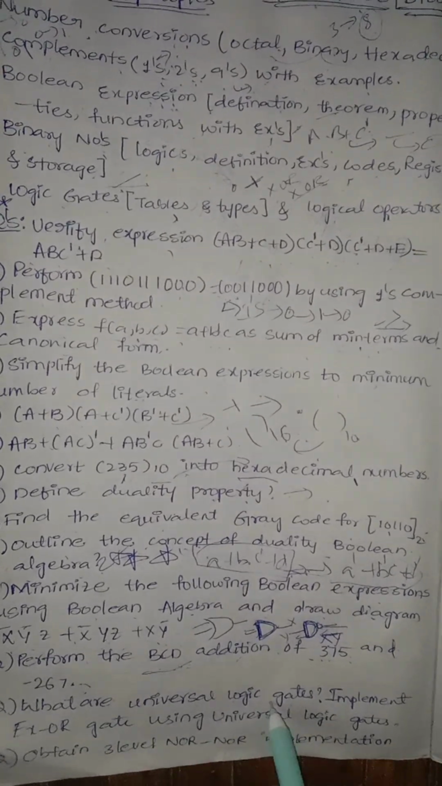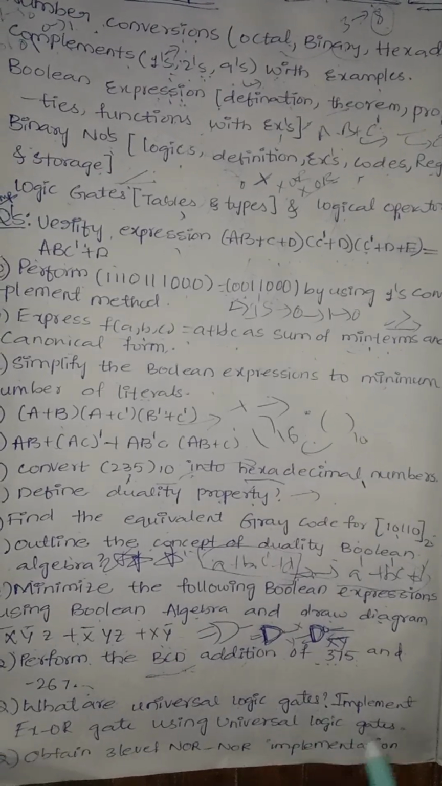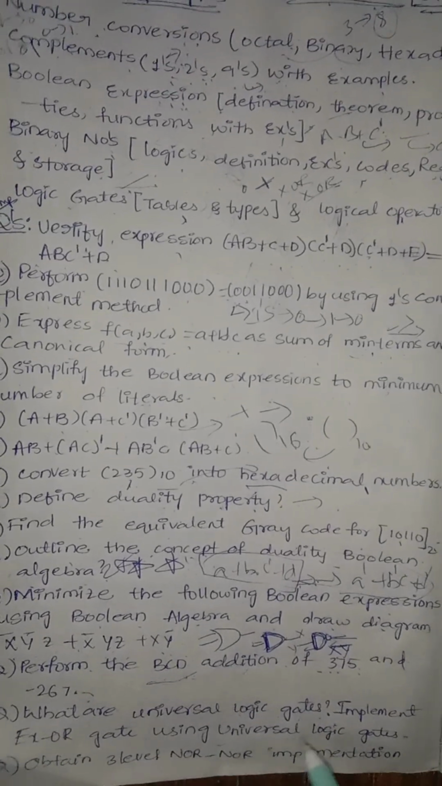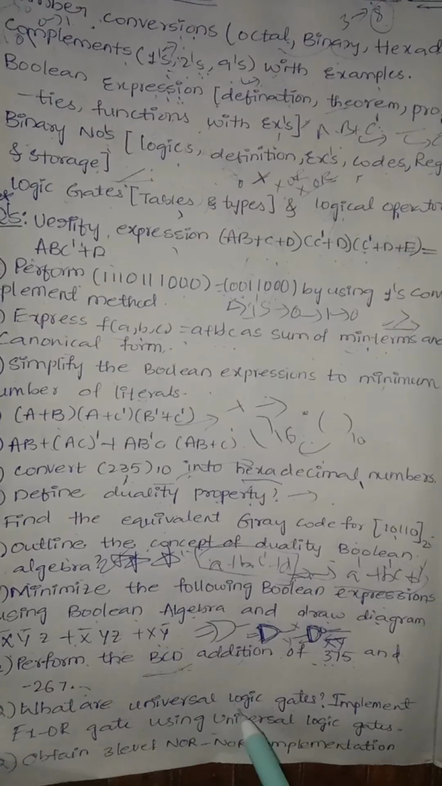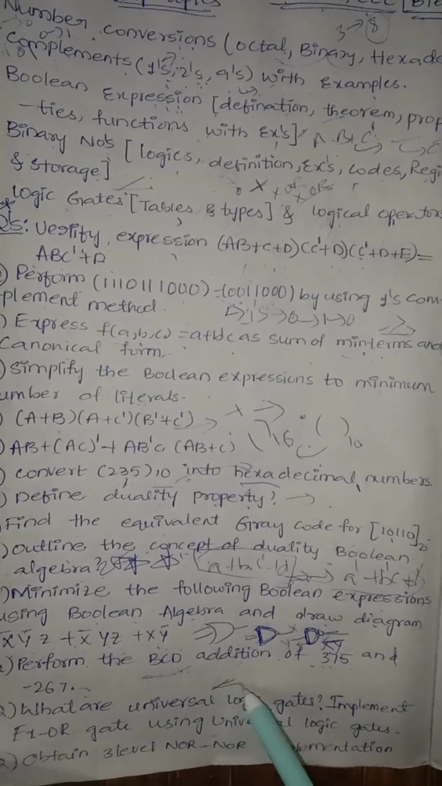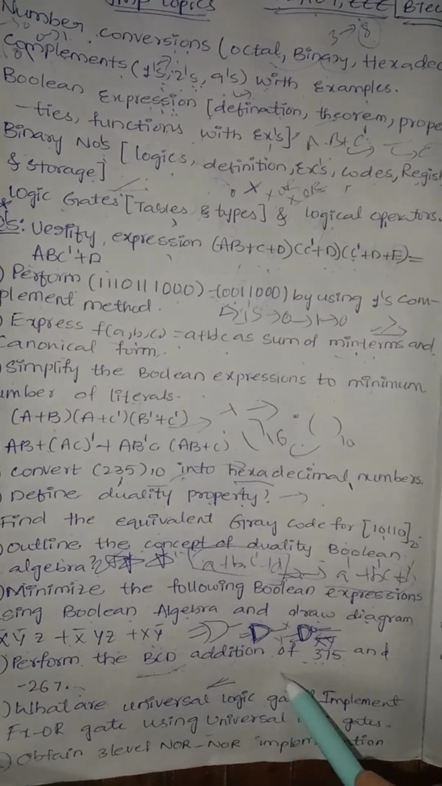What are universal logic gates? Implement the XOR gate using universal logic gates. The logic gates are AND, OR, NOT. For that we need to write table formats.